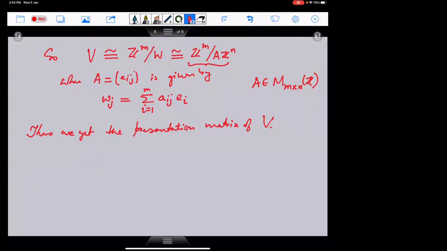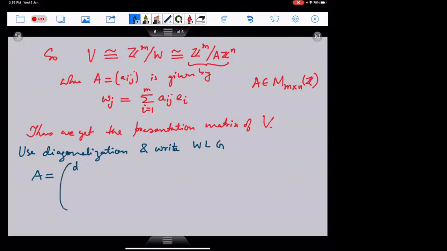So now we'll try to change basis and write A in the diagonal form. That is what I'm going to write. Use diagonalization and write without loss of generality. That means I'll change the matrix, then I'll get an isomorphic group. I'll say that A is diagonal: D1, D2, like this, DK. Then I may get some 0 columns, I may have some 0 rows.